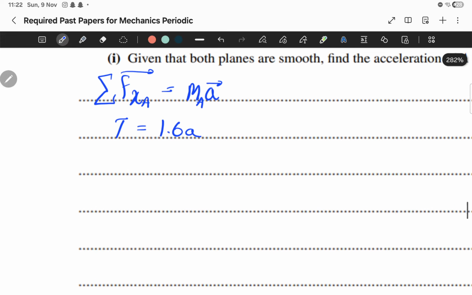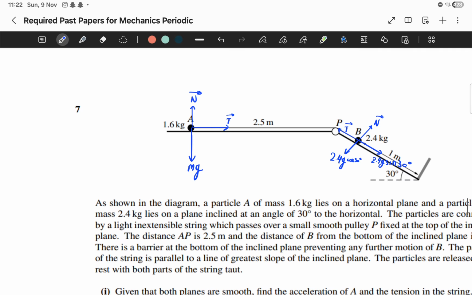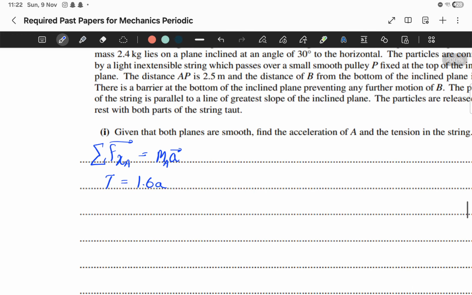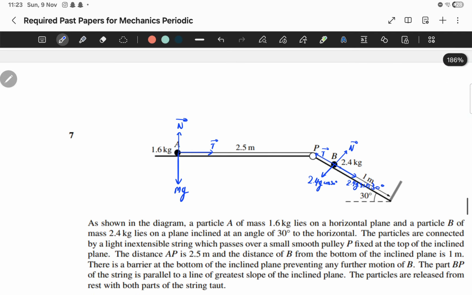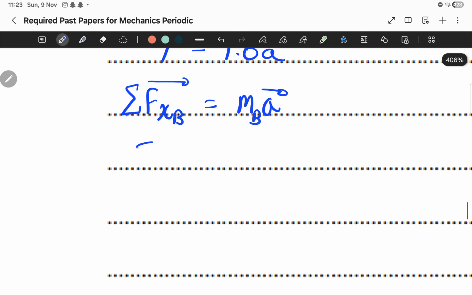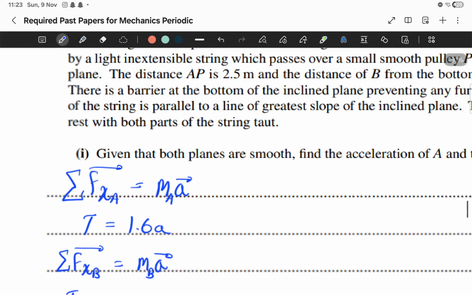Now, you can write sigma Fy, but it's quite literally useless, because it'll just tell me that N is equal to mg, for this part at least. Now, sigma of F of xB is equal to mB times a. Okay, now we have a bunch more forces acting here. So we have tension minus, or we can just write tension is equal to tension minus 2.4g sine 30.